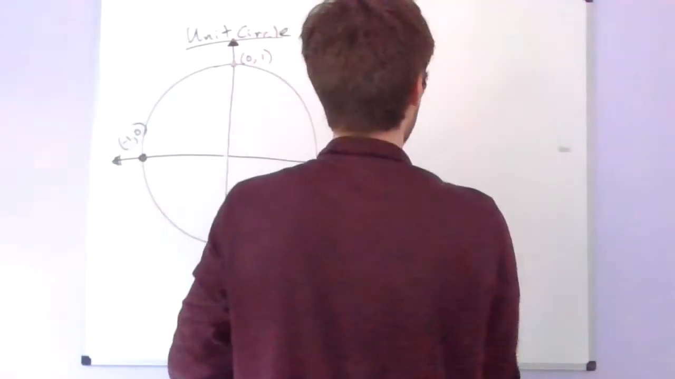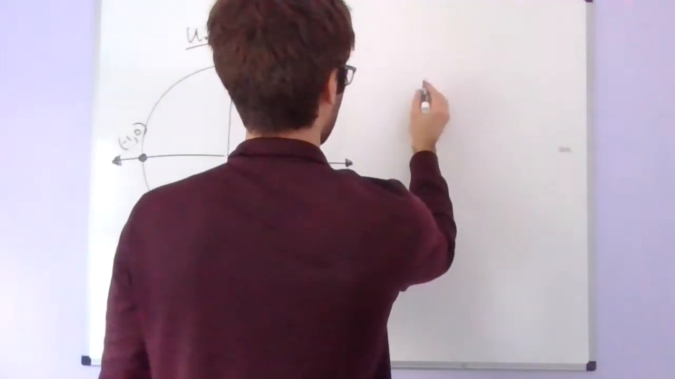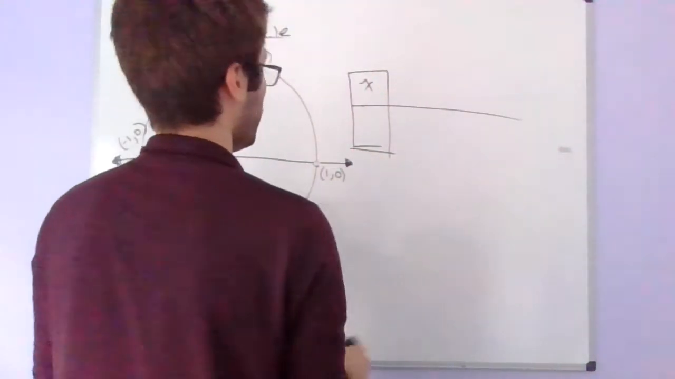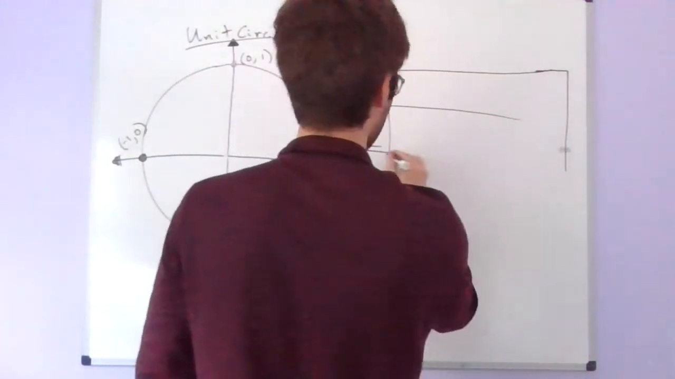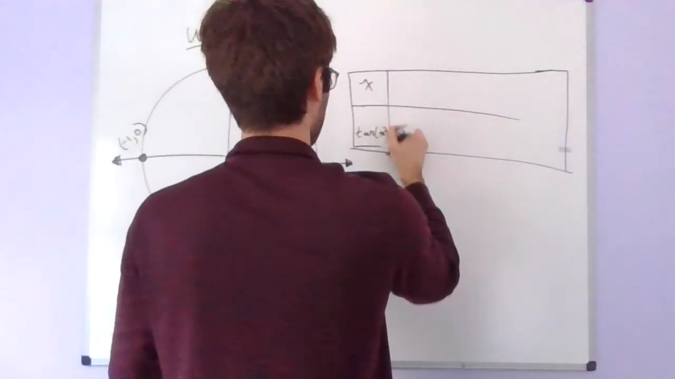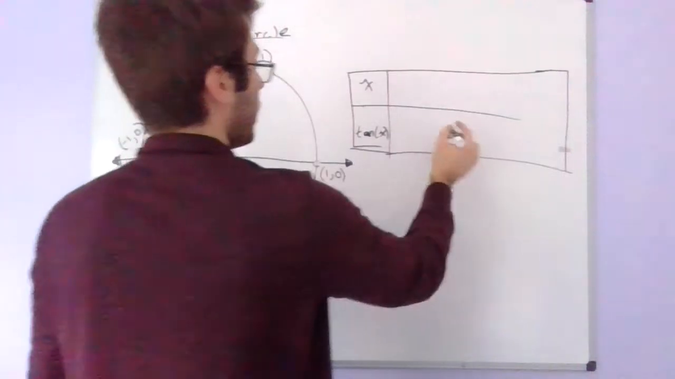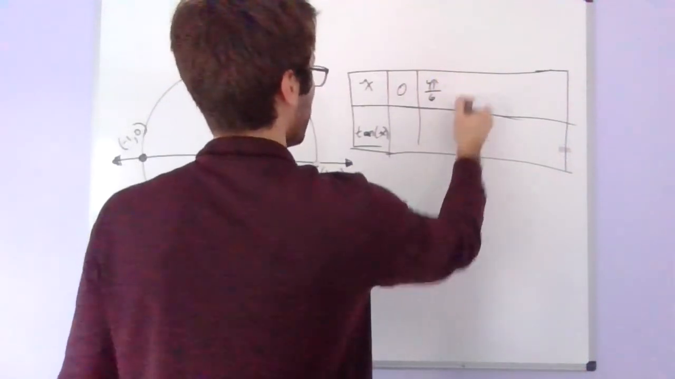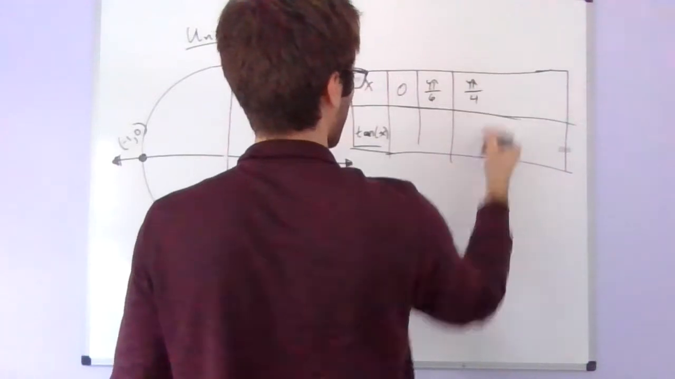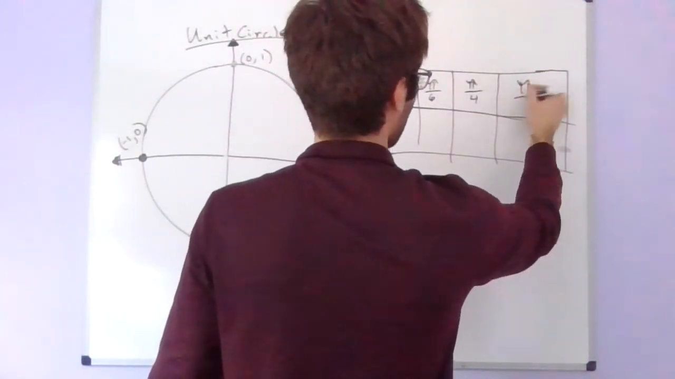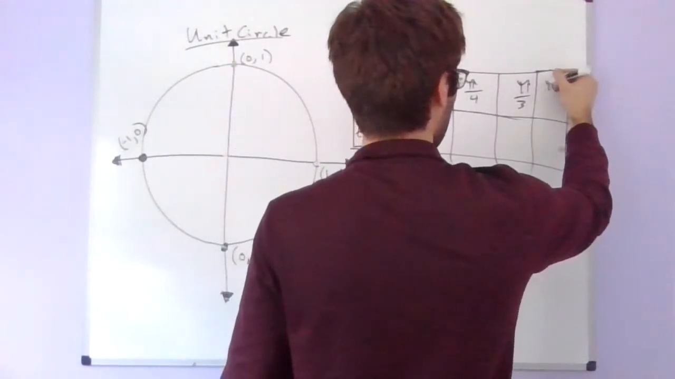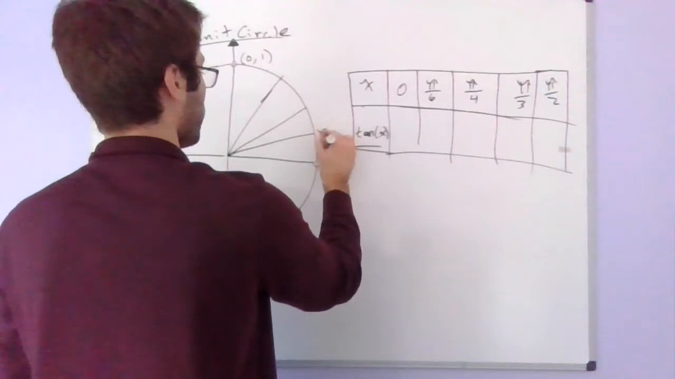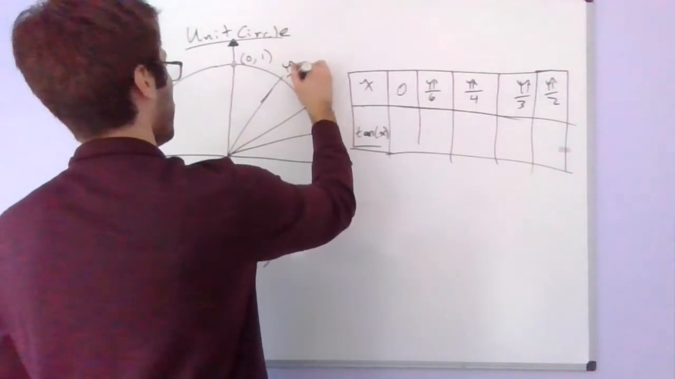So if we're going to think about a chart here, let's say we have x over here, and we want to figure out what tangent of x would be. We're referencing radians here. So let's say this is 0, this is pi over 6, the next one would be pi over 4, or 45 degrees, the next one pi over 3, or 60 degrees, and last but not least, pi over 2. So we're thinking about values along our unit circle here.